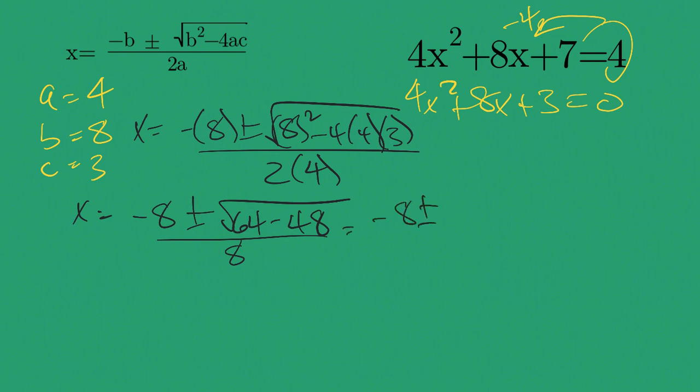Negative 8 plus or minus square root. What is 64 minus 48? The plus or minus means we're going to consider a positive and a negative of this number that we're going to get right here. So hang on to that thought. Keep that plus minus there. It's just a plus and a minus sign. 16, good. 64 minus 48 is 16, all over 8.